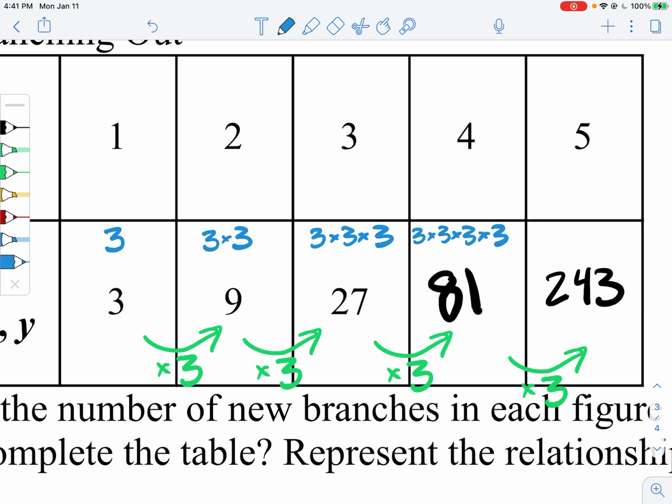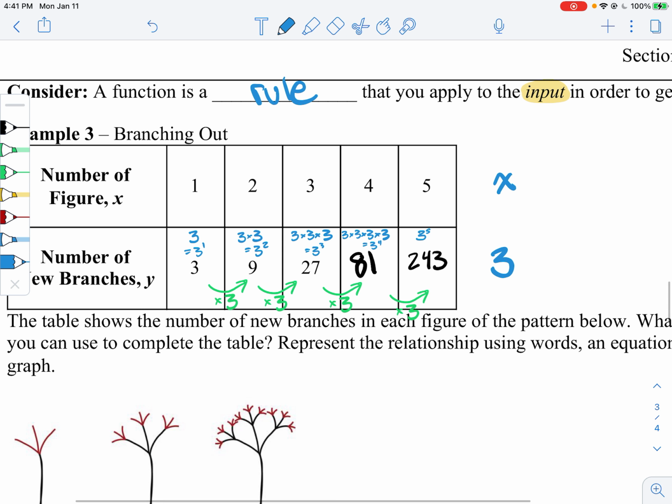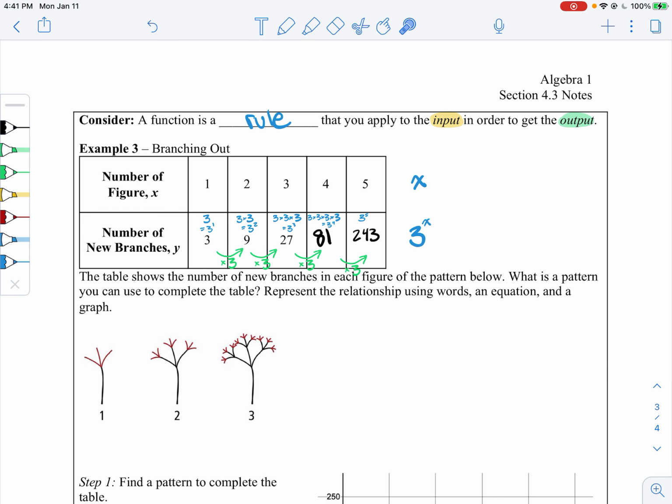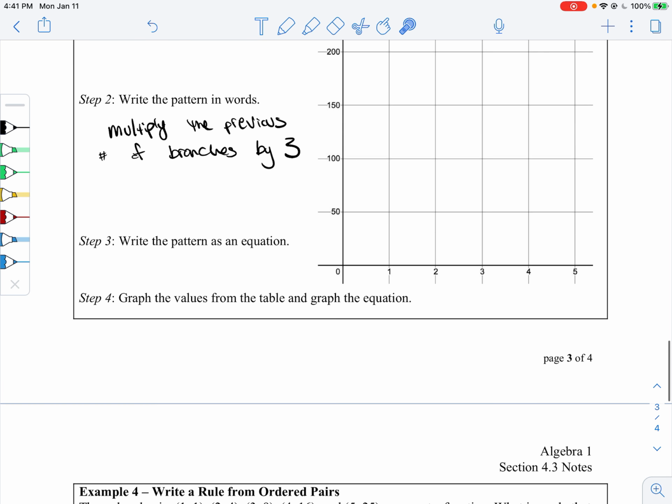Okay. Another way you can say this is, hey, that's the same thing as 3 to the first power. This is 3 squared. This is 3 cubed. This is 3 to the 4th power. And you guessed it, 243 is in fact 3 to the 5th power. So the pattern here is you just take 3 and you raise it to the xth power. And that gives us our equation. Y here is 3 to the x. That was it. Y equals 3 to the xth power.